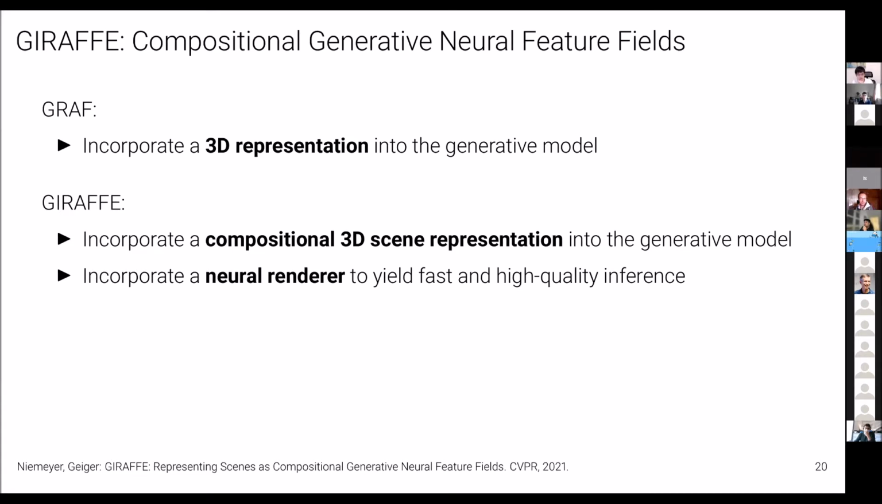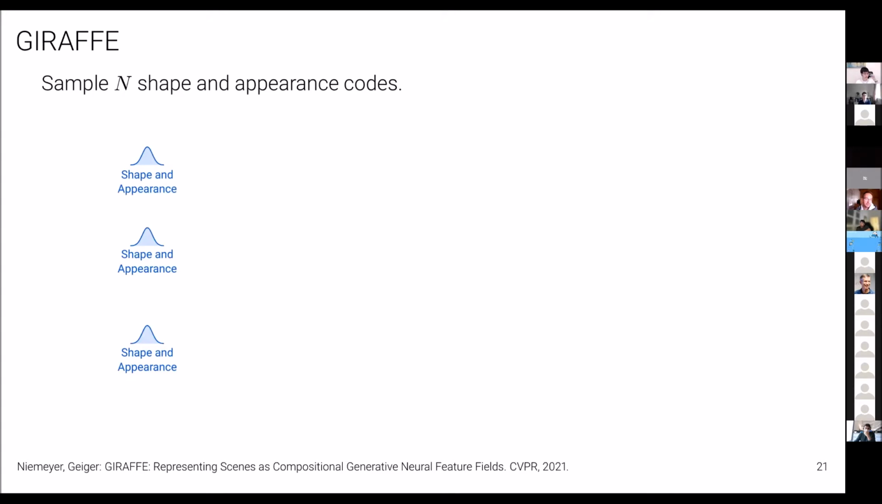And what we do in addition is we incorporate a neural renderer to yield fast and high quality inference, which means we are giving up a little bit on 3D consistency here now. We have a trainable rendering part, but the advantage is that we can train this model much, much faster and get better results, at least in terms of FID scores. So let's walk through this model.